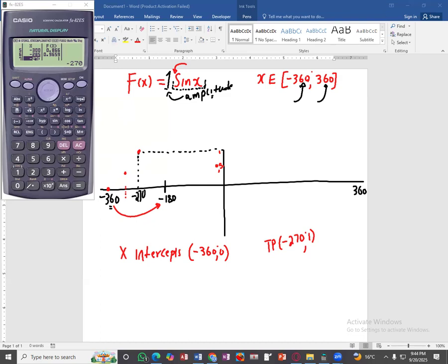Now, let me go down. I don't need this one. I don't need this one. I don't need this one. I don't need this one. Negative 210 and 0,5, you might show it, but you don't actually need it.